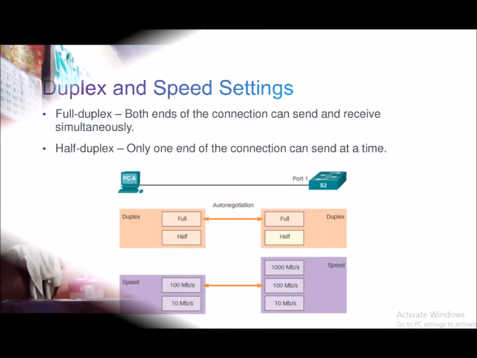Duplex and speed settings. Full duplex: both ends of the connection can send and receive simultaneously. Half duplex: only one end of the connection can send at a time.